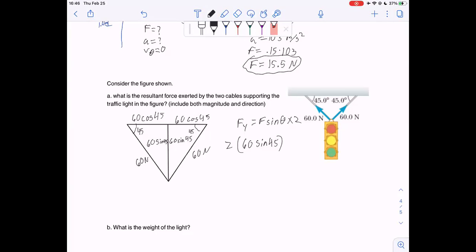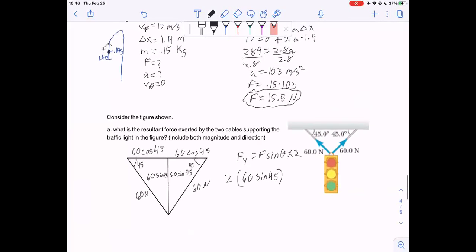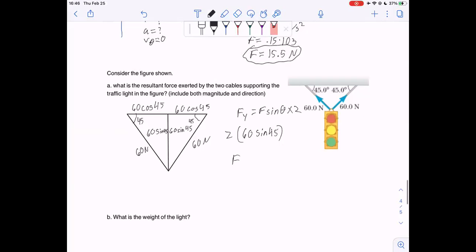So when we plug that in, we're going to find that the force is equal to 84.9 newtons.